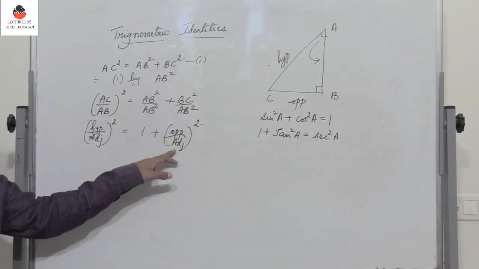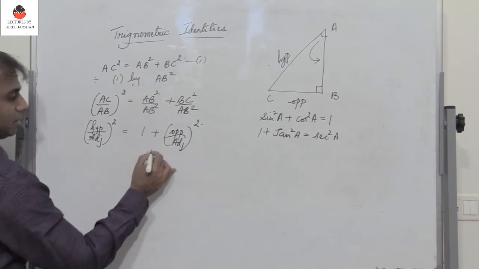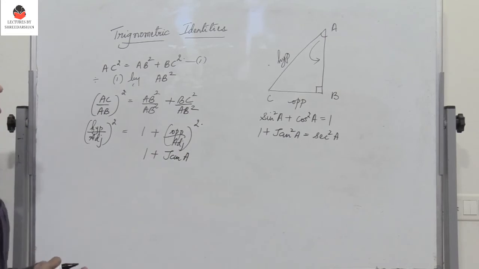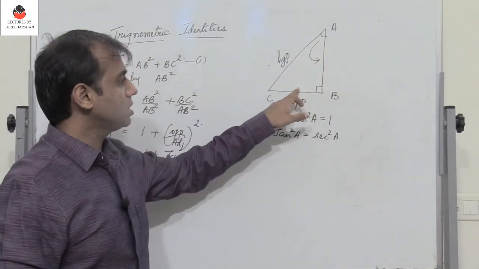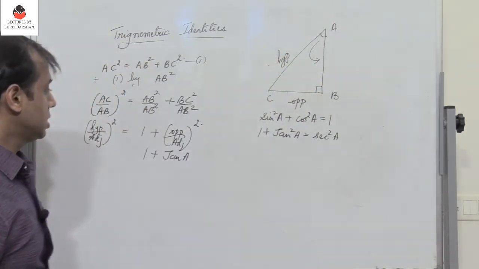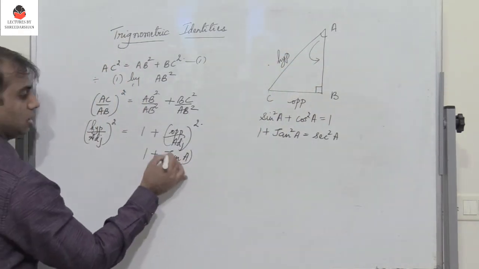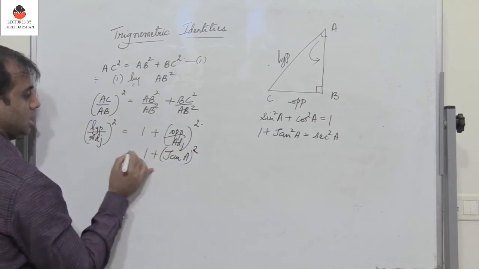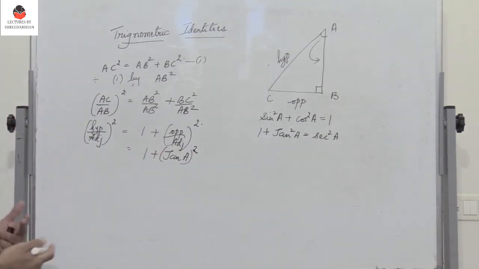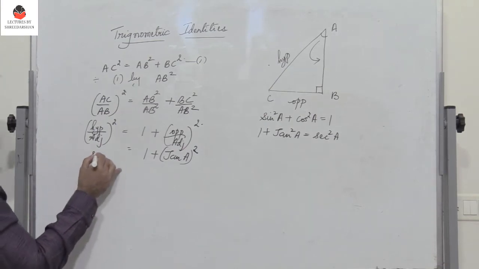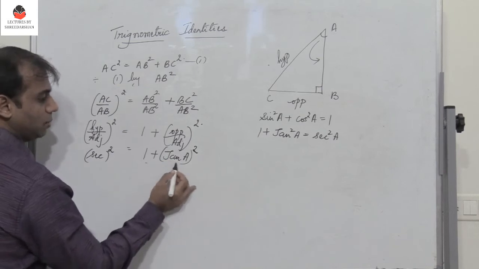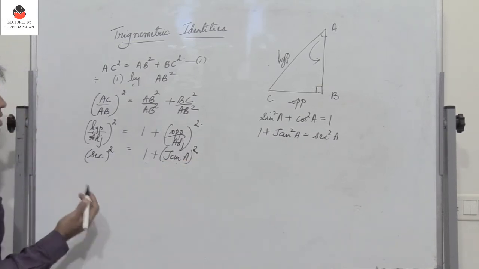Opposite by adjacent is nothing but tan. So you have 1 plus tan A. So with respect to angle A, the ratio of opposite side by adjacent side is tan A. So you have 1 plus tan A the whole square equals, we know that adjacent by hypotenuse is cos, the reciprocal of cos is secant. So this is secant square. So I get the relation 1 plus tan squared A equals secant squared A.